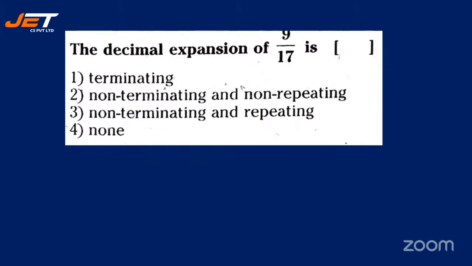There are many more students who are right, but I could not read all the names. Please do not mind. The decimal expansion of 9 by 17 is terminating, non-terminating and non-repeating, non-terminating and repeating, none of the above. Just read the options carefully, students. He says terminating, he says non-terminating and non-repeating, non-terminating and repeating, none of the above.